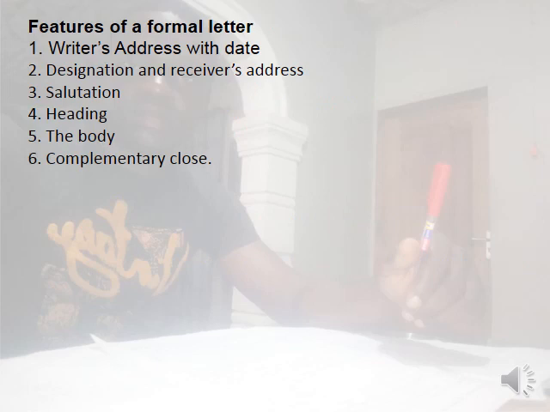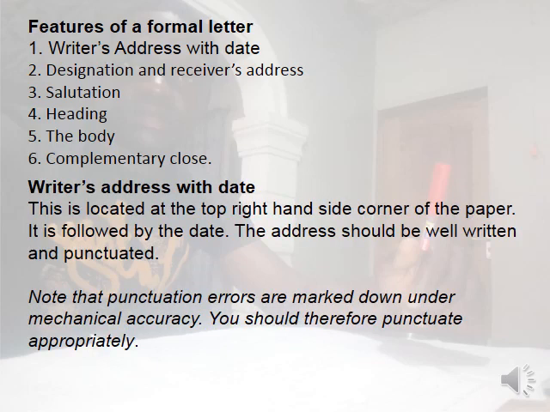Now let's proceed to the features of a formal letter. The first one is the writer's address with date, followed by the designation and receiver's address, then salutation, then heading, the body, and complimentary close. Now let's begin with the writer's address with date. The writer's address is located at the top right hand side corner of the paper. It is followed by the date. The address should be well written and punctuated. Note that punctuation errors are marked down under mechanical accuracy. You should therefore punctuate appropriately.